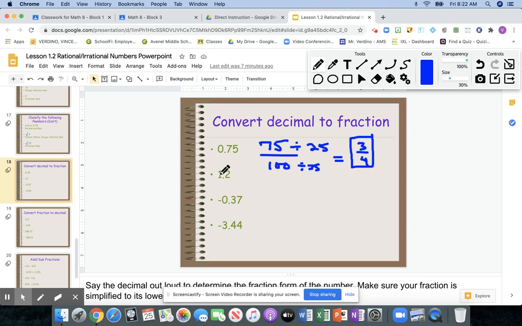If you look at a whole value, right, so 1.2, this is going to be 1 2/10. This is going to be a mixed number. Okay, you can reduce the 2/10. You can't reduce the whole number, but you can reduce the 2/10. They both share a common factor of 2. So you'll be left with 1 1/5.